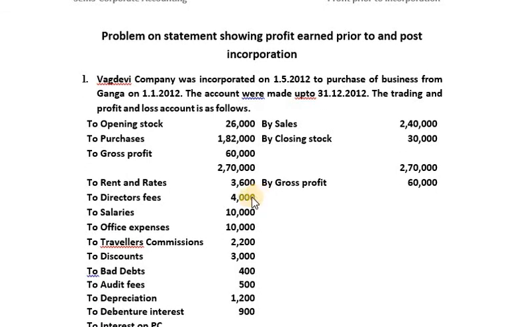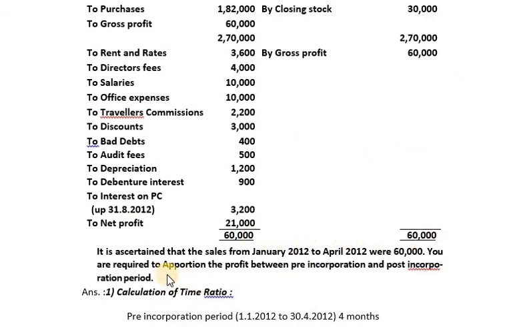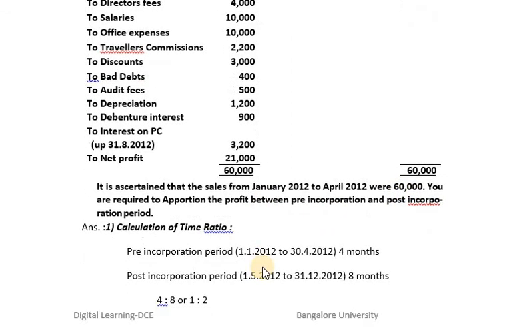To rent and rates 3,600, to directors fees 4,000, to salaries 10,000, to office expenses 10,000, to travelers commission 2,200, to discount 3,000, to bad debts 400, to audit fees 500, to depreciation 1,200, to debenture interest 900, to interest on PC up to 31/8/2012 3,200, to net profit 21,000. By gross profit 60,000. It is ascertained that the sales from January 2012 to April 2012 were 60,000. You are required to apportion the profit between pre-incorporation and post-incorporation period.